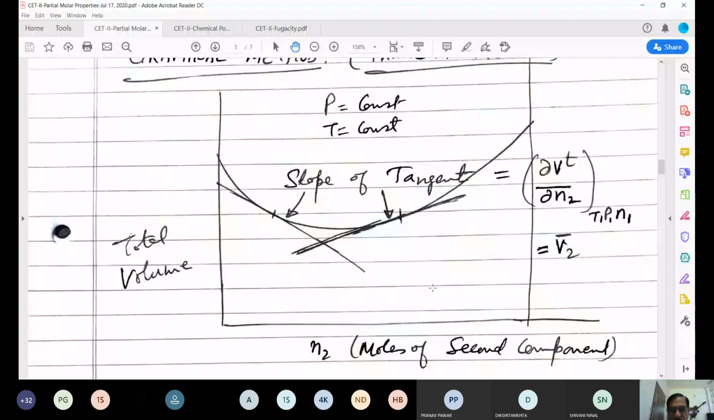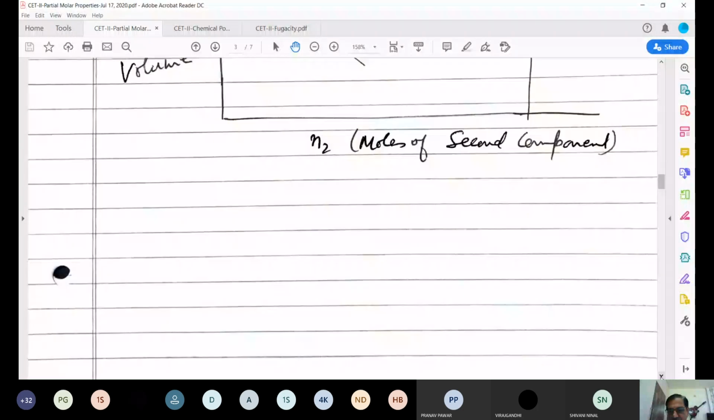Is it clear? Yes, sir. Okay. This is the first method, but it's not very popular because it doesn't give very accurate results. So we look at the second method, which is called the tangent intercept method.